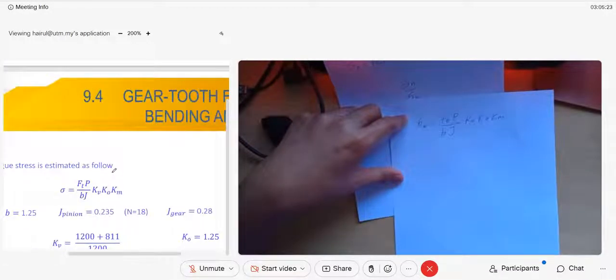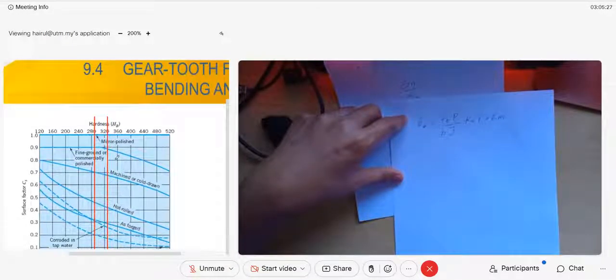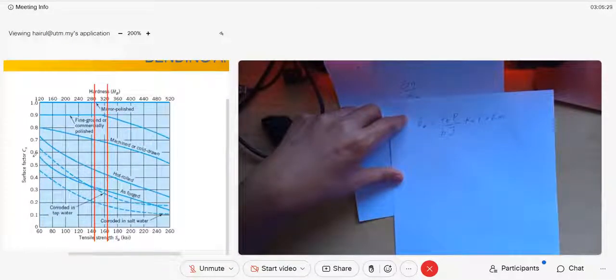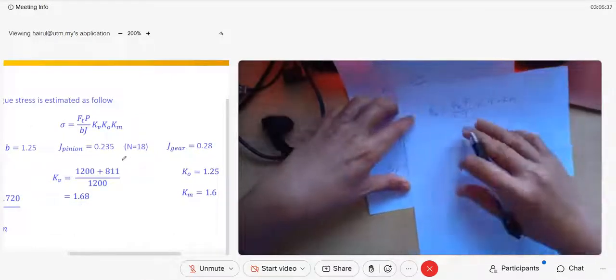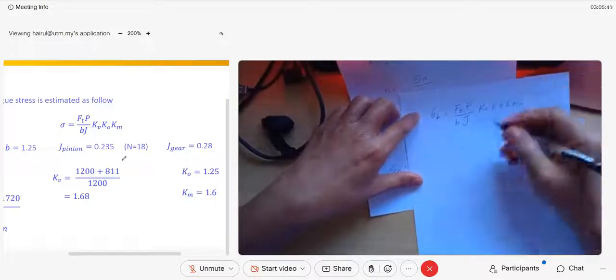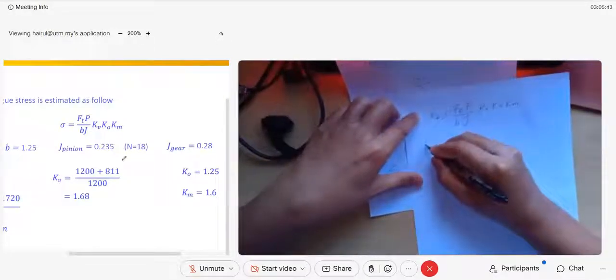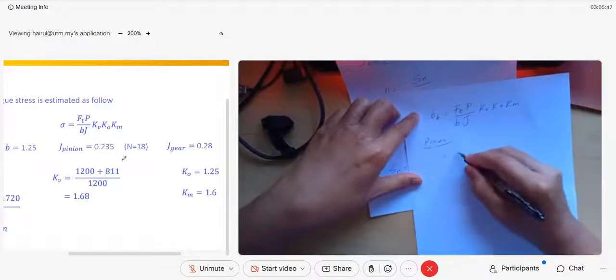Sigma bending, this graph explains why you get your CS. The hardness I explained earlier is used to get the CS. If you look at my live video class, sigma bending for pinion. First you calculate for pinion. Sigma bending, F tangent.